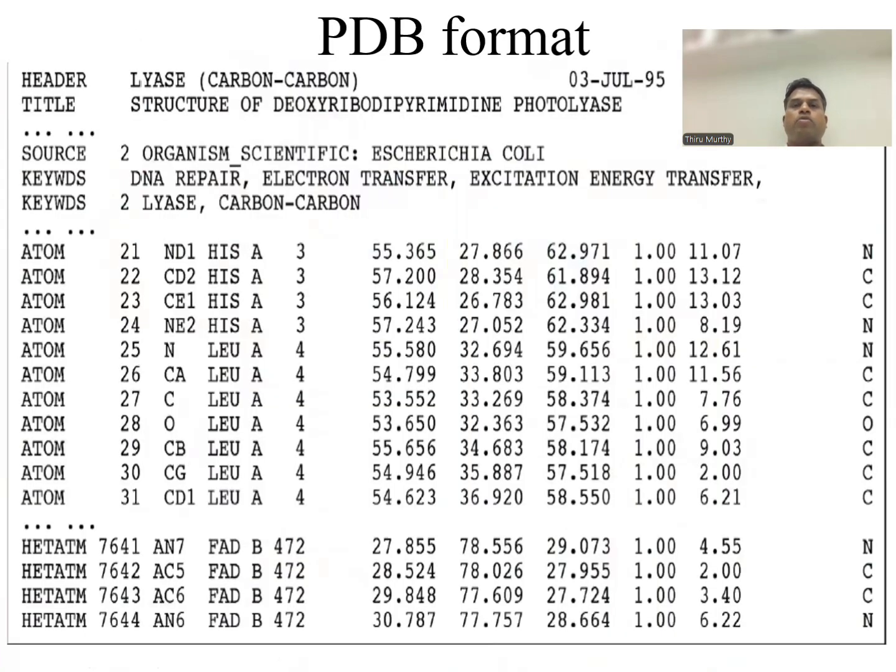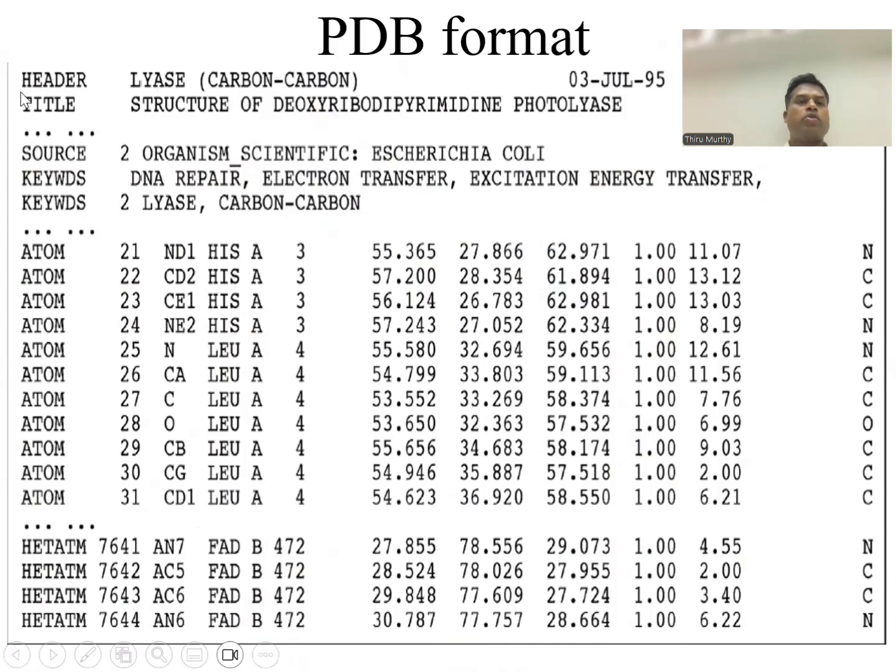Okay, so for any PDB structure, we can download it in PDB format. This is the typical PDB format, which consists of header, title, atom, and hetatm. We'll have a detailed discussion about what the header describes, what the title is, what kind of information we can get from the atom, and what kind of information we can get from the hetatm.